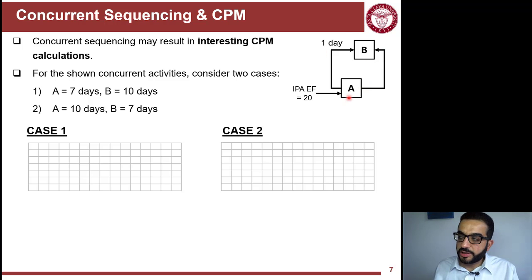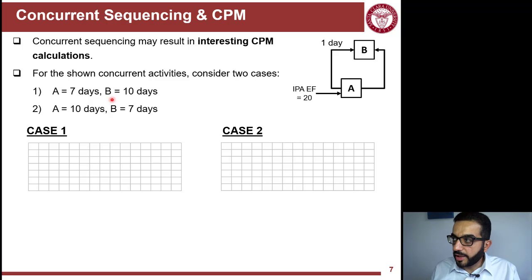This is just a zoom into a bigger schedule, but A here depends on some other preceding activities. The early finish of the immediately preceding activities is at 20 days. So when I start A, I will start at day 20. We'll do the CPM calculations for this part of the schedule, considering two cases. When A is equal to 7 days and B is equal to 10 days, that's one case. The other case is flipping the durations.